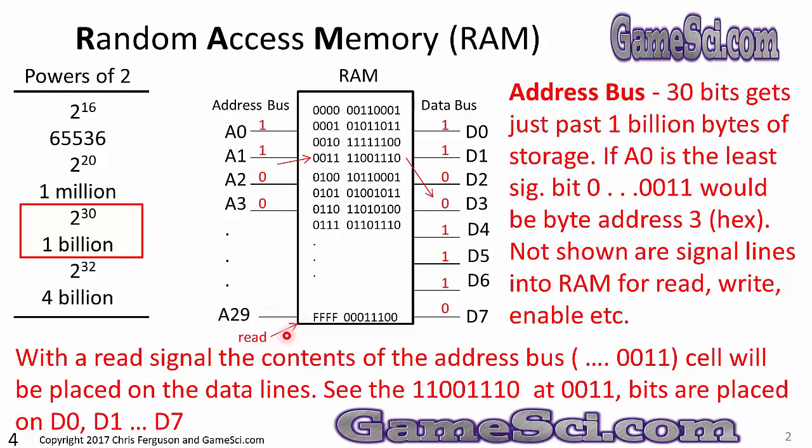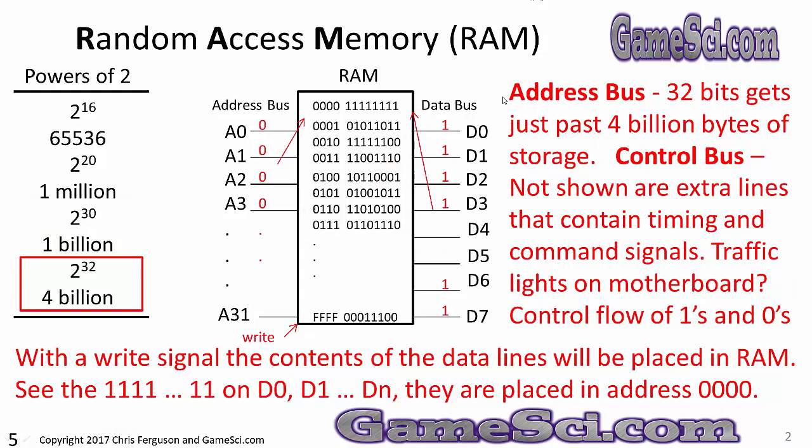With a read signal and address 3 on the address bus, these are the ones and zeros that should be placed on the data bus. Follow the direction of the arrow. This address on the address bus says go to this cell in computer memory. This cell in computer memory with a read signal gets placed on the data bus. With an address bus of 32 bits, that gets us just past 4 billion bytes of storage.